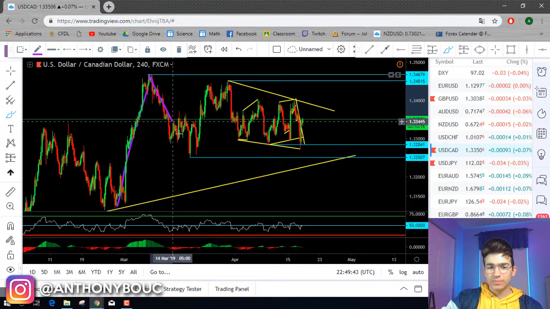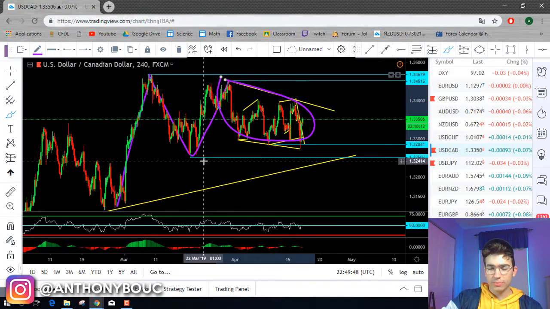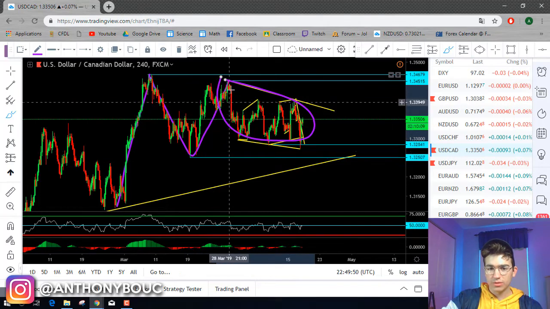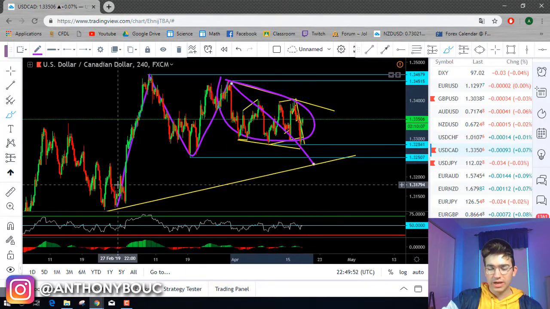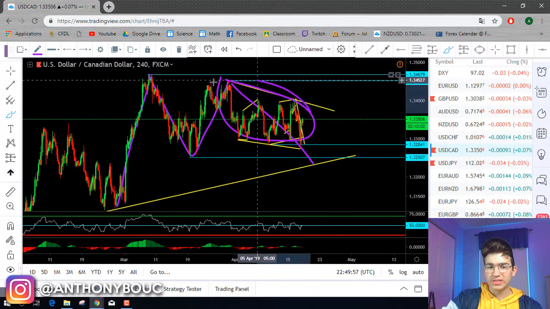So we have a move down, we have a move up, and we are making maybe another pattern here. That is also a possibility, or we could also just be coming down like this. I don't think they're doing that, but the main possibility that I'm looking for is that this is a pattern.